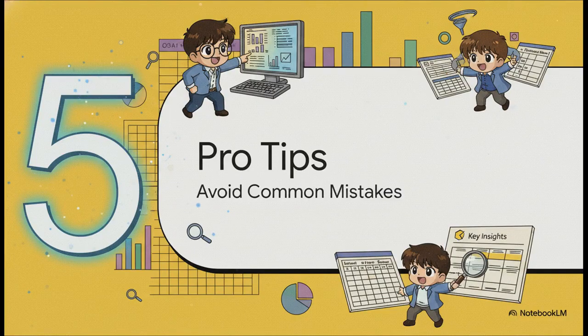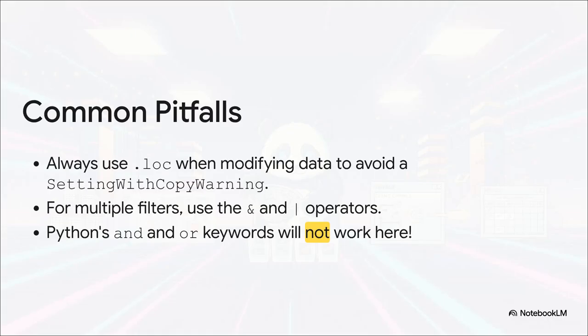Now, like any powerful tool, Pandas has a few, let's call them quirks, that can trip you up. So let's cover a couple of the most common mistakes so you can avoid them from day one. Okay, here are 2 key things to remember. First, if you're trying to change values in your data frame, always use .loc to select the rows and columns. Trust me, this avoids a really confusing warning and makes sure your changes actually stick. Second, when you combine filter conditions, like you want sales in electronics and over $50, you have to use the ampersand for and the pipe symbol for or. The regular Python words and or will not work here, and that's a classic rookie mistake.